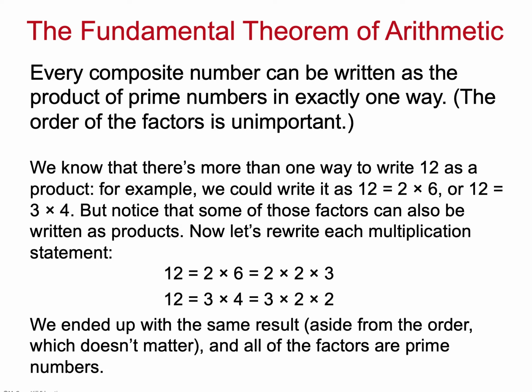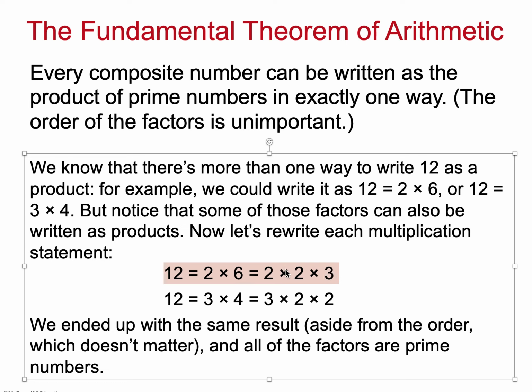Now, the fundamental theorem of arithmetic is helpful. Every composite number can be written as a product of prime numbers, meaning I'm going to break every factor down into the smallest component. So I know that 12 is 2 times 6, but I could write 6 as 2 times 3, which is why I can write the factors out as 2 times 2 times 3. On the other hand, I could also say 12 is 3 times 4, and 4 is 2 times 2, so I'm replacing the 4 with its factors to get a list of prime numbers that are multiplied together. So we call that the prime factorization.